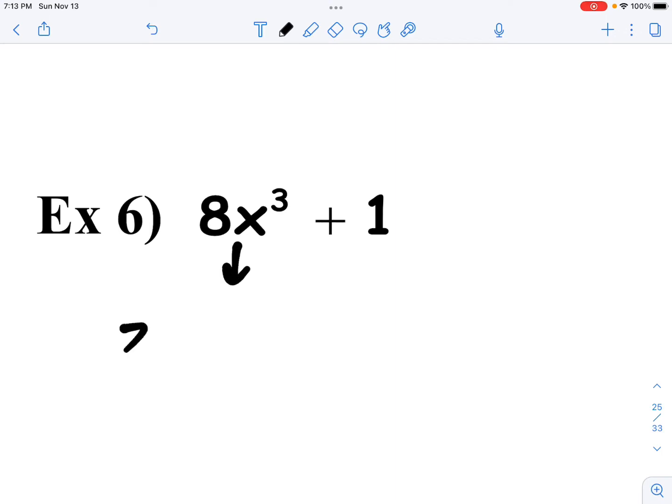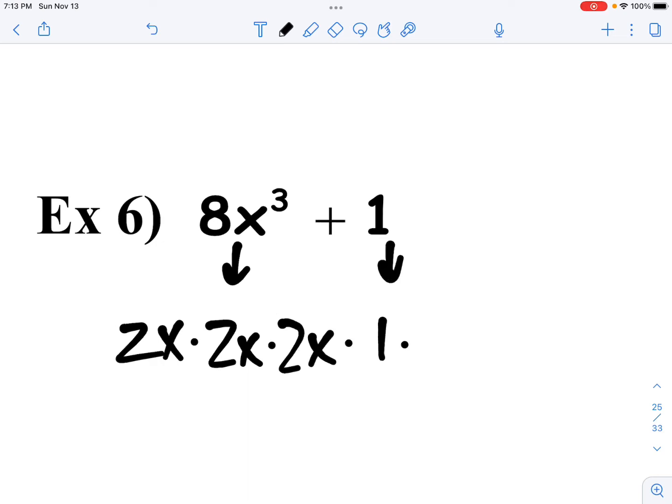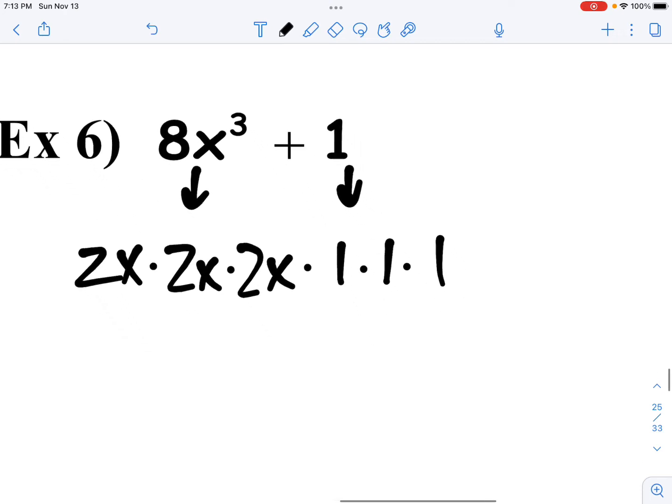8 uncubed is 2, and keep the x with it. And 1 uncubed is 1 times 1 times 1. So uncube it first. That is step number 1. Next, I'm going to set up my parentheses. I have a little one and I have a big one. And let me figure out what the signs are going to be.